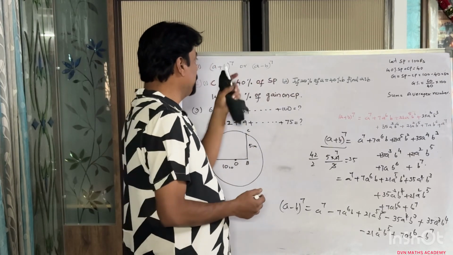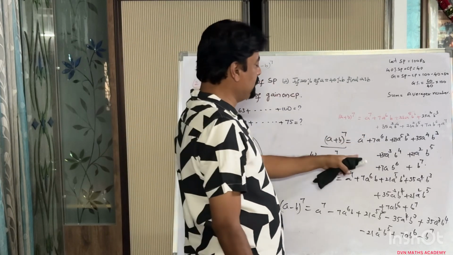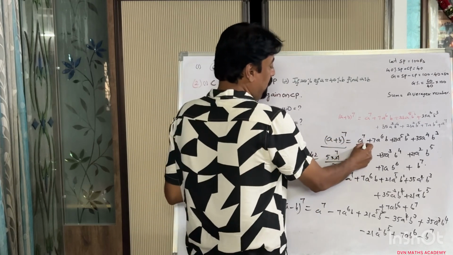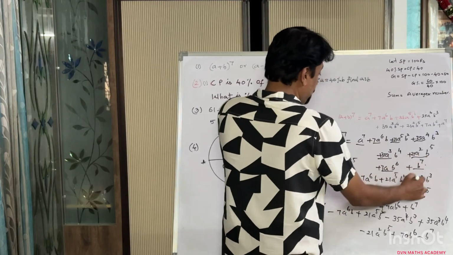So like this, but you need to know that if the power is 7, there are 8 terms in the expansion. If (a + b) to the power of 7, if you expand it, you will get 8 terms. 1, 2, 3, 4, 5, 6, 7, 8 terms you will get.